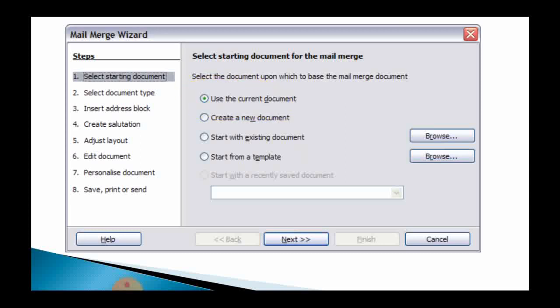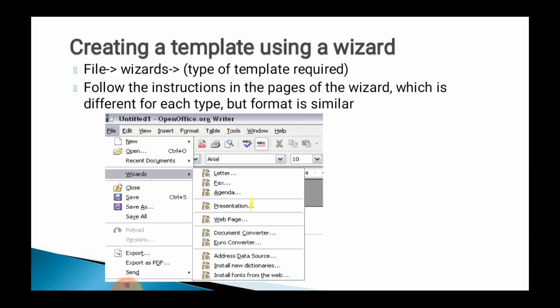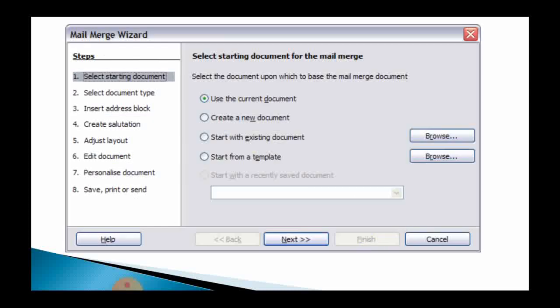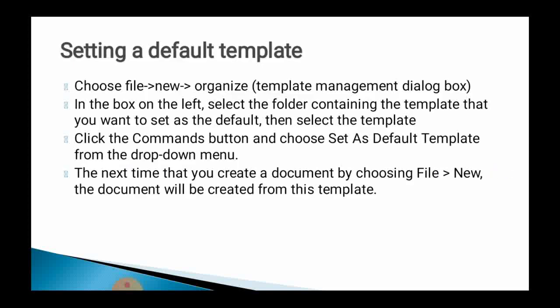Then you have to click Next, so that the next option will be visible based on the type we select. As I said, there are different types like letter, fax, agenda, and so on. So based on the type you select, the next options will be there. Finally, you have to click the Finish option.